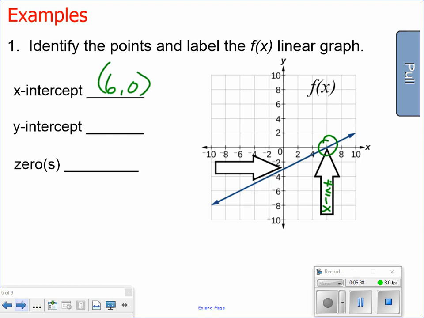For the y-intercept, this is where it crosses the y-axis. So this would be right here, this would be your y-intercept. And this appears to be going through 0, negative 3. And then your zeros. Remember that your zeros are going to be located in the same place as your x-intercept, except we're not looking at the whole point, we're only looking at the x. So your zero here would be 6.